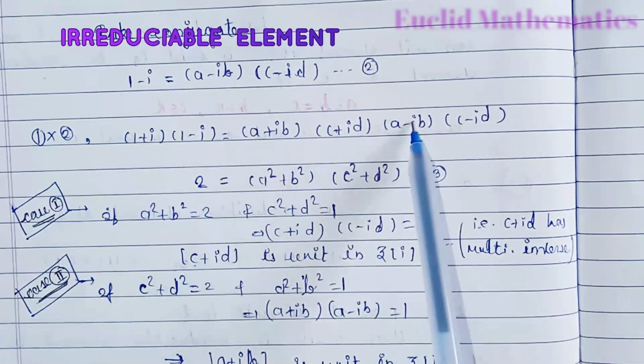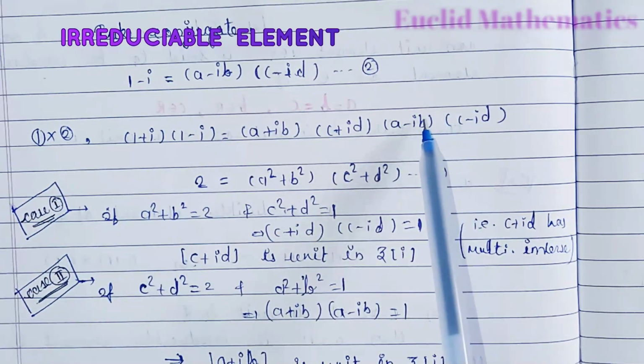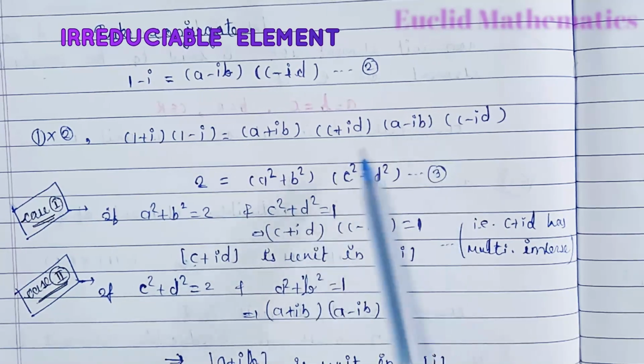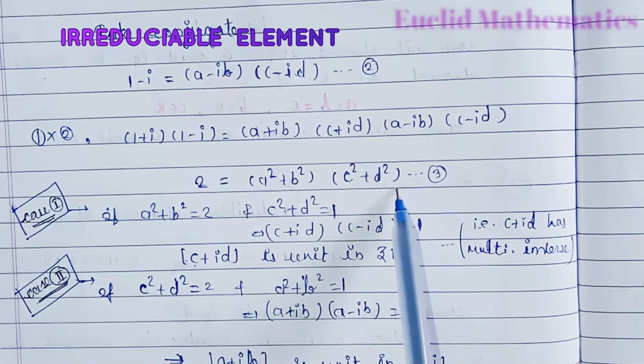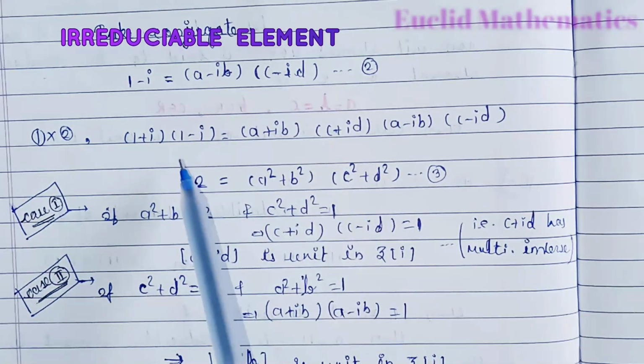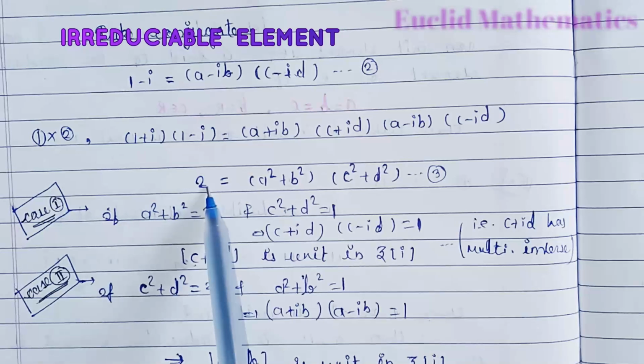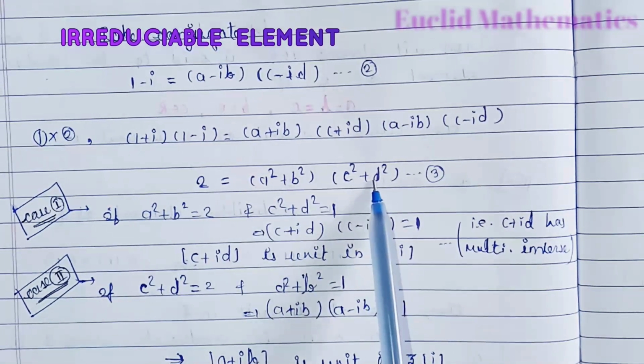That means a square minus, under bracket, ib square. So i square is minus, minus minus plus, and b square remains same. Similarly, c plus id, c minus id, it remains c square plus d square. Okay, so I got the value for the multiplication of these two sides, which is equal to a square plus b square and c square plus d square.